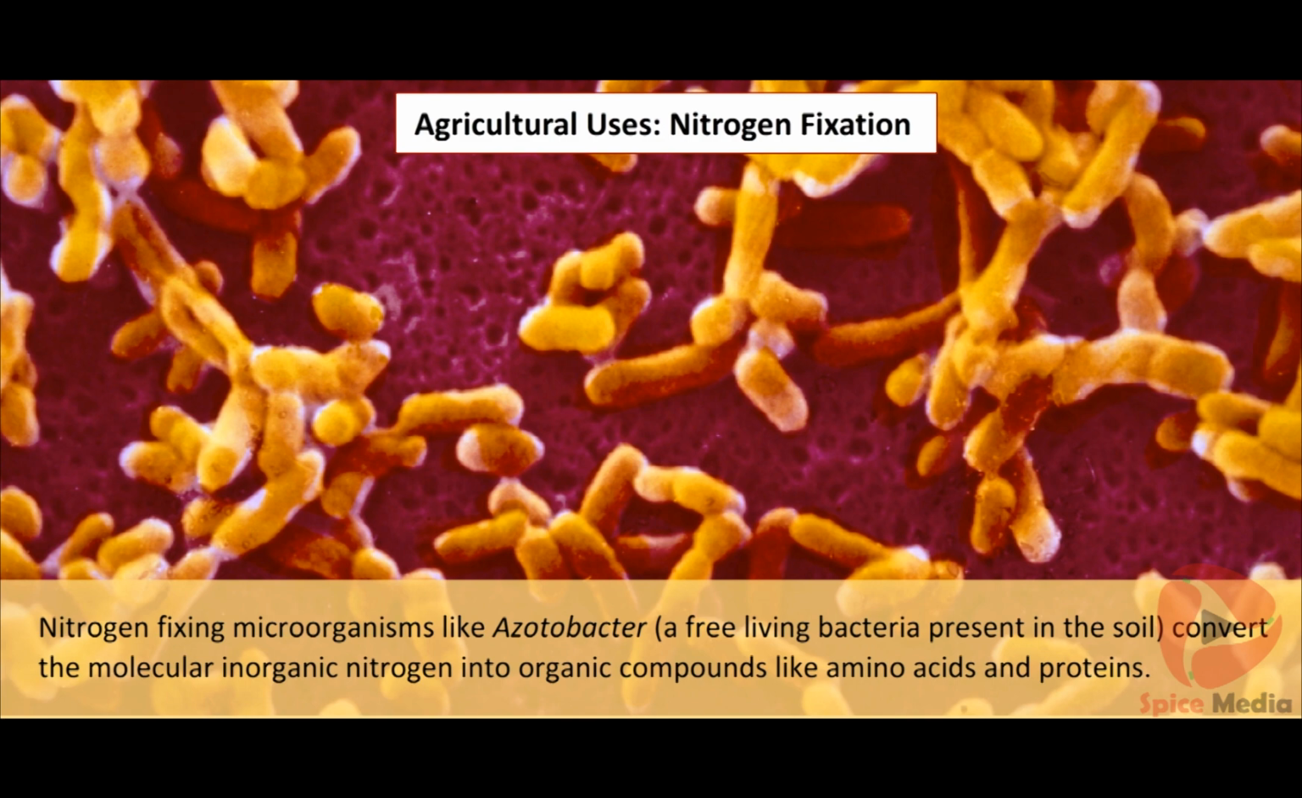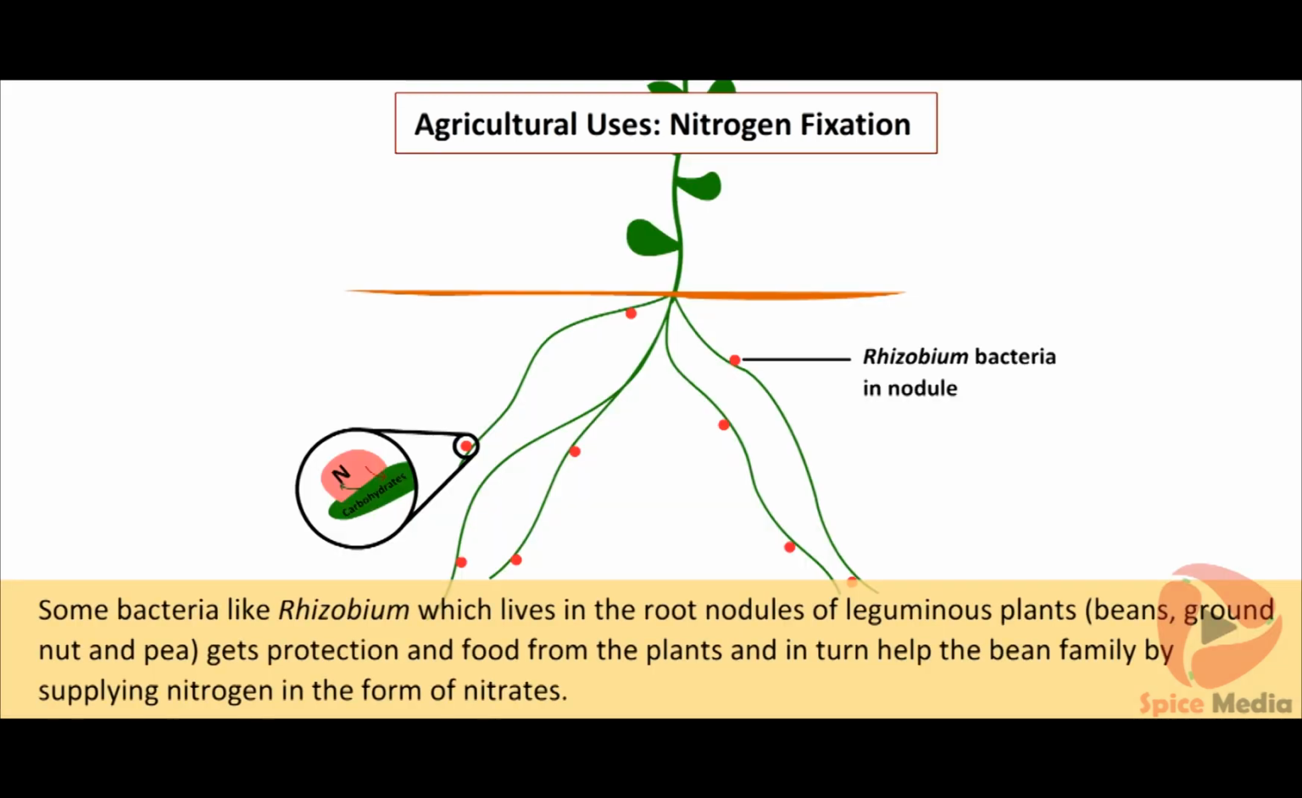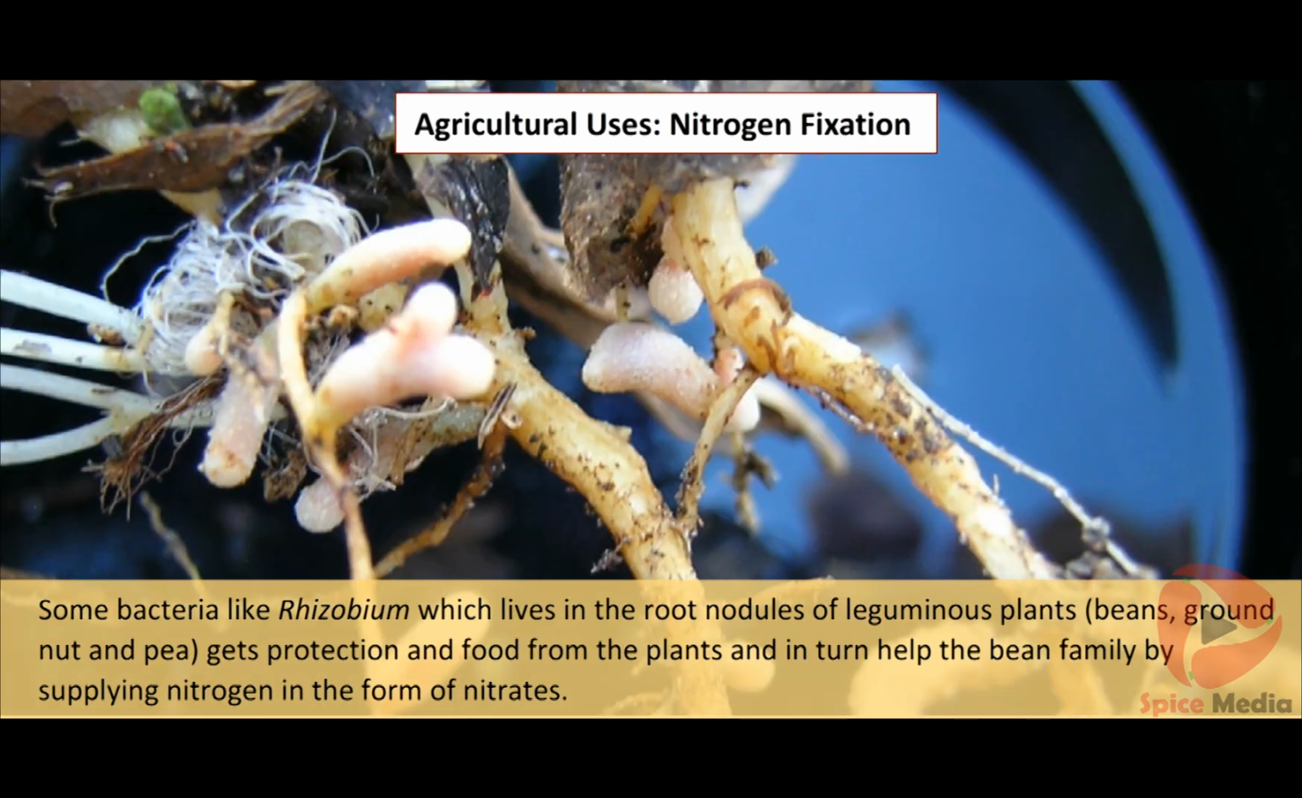In this process, the nitrogen-fixing microorganisms like Azotobacter, a free-living bacteria present in the soil, convert the molecular inorganic nitrogen into organic compounds like amino acids and proteins. Some bacteria like Rhizobium leguminosarum, which lives in the root nodules of plants that belong to the bean family like beans, groundnut, and pea, get protection and food from the plants and in turn help the bean family by supplying nitrogen in the form of nitrates.